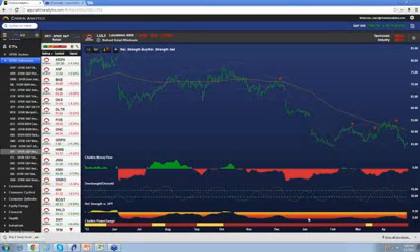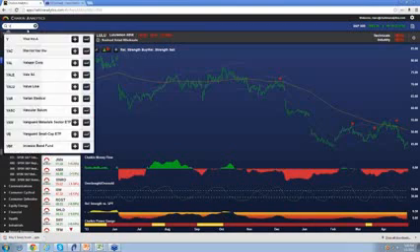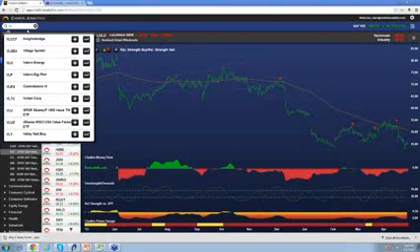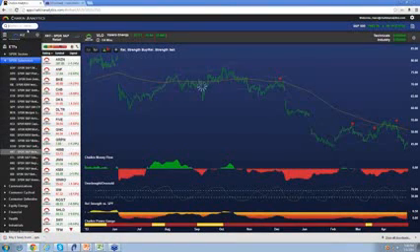So the relative strength indicator, when it goes from red to green, as it did with Valero, so we looked at Valero in the demonstration.